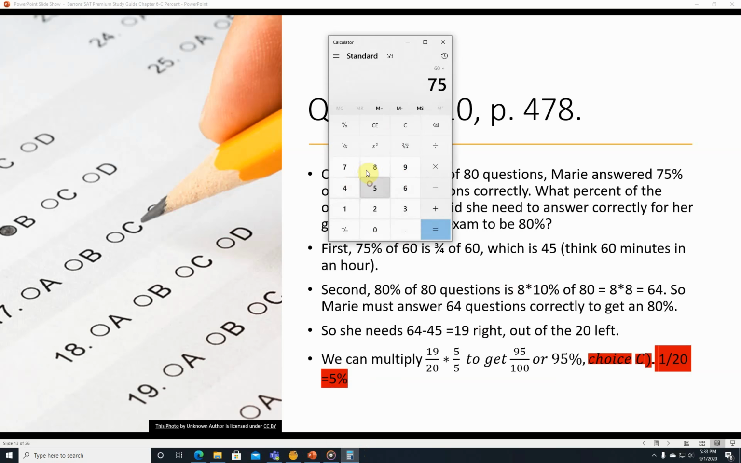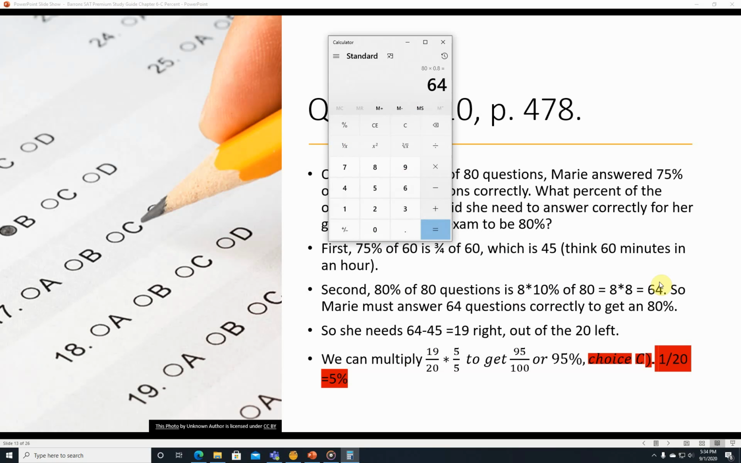times 75%, boom, which is 45. Okay. Second, 80% of 80 questions. Well, again, we can go 80 times 80%, which is 64. The way to do it without a calculator, know that 10% of 80 is 8. Obviously, 80% is going to be 8 times 10%, so that's going to be 8 times 8, which is 64.